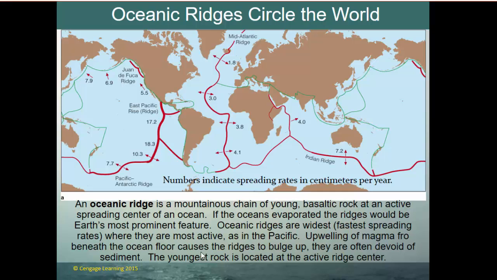Upwelling of magma from beneath the ocean floor causes the ridges to bulge up. They are often devoid of any sediment because they're the youngest rocks on the ocean floor, and those youngest rocks are always located at the active ridge center.